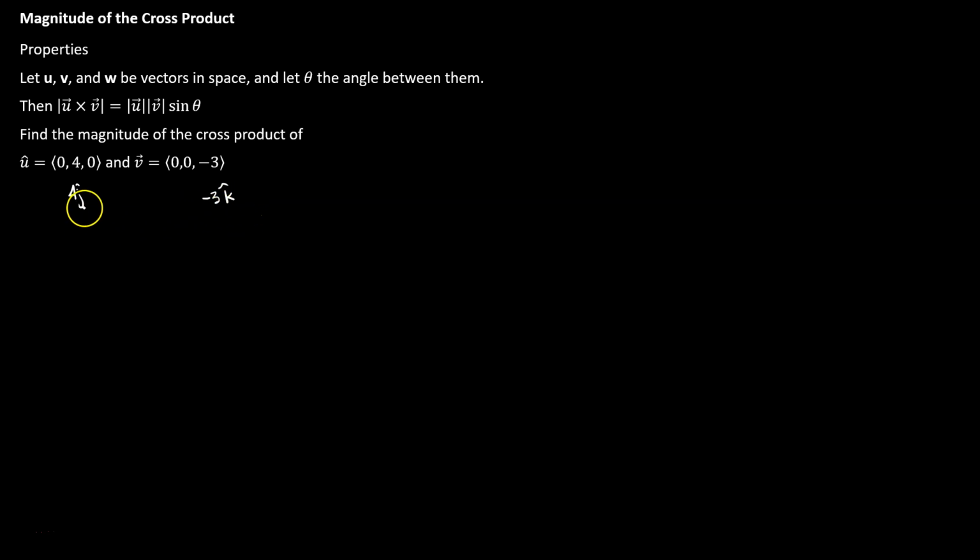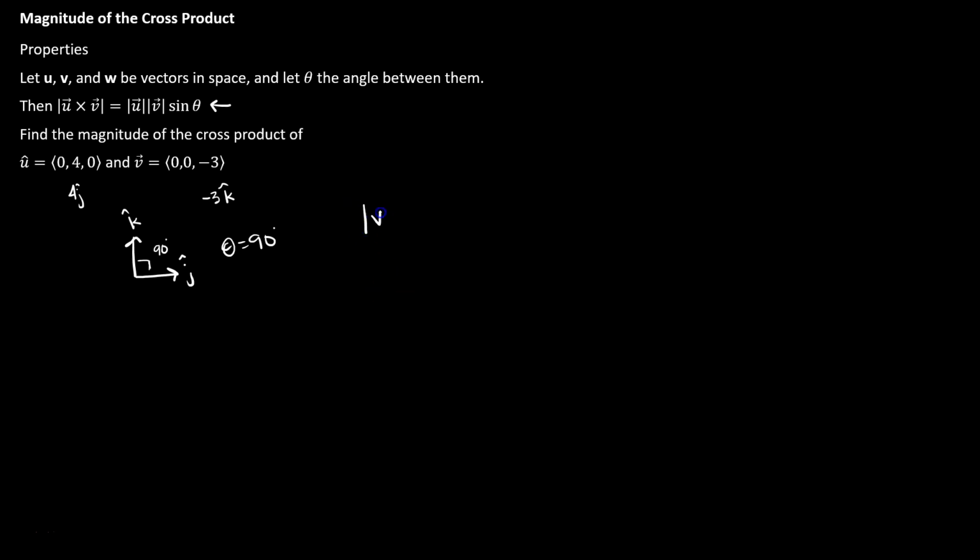So if we're looking at the j vector and the k vector, we know the angle between these. It's 90 degrees. So theta is 90 degrees. This is a perfect case for us to use this shortcut. We can find the magnitude of u, we can find the magnitude of v. Both of those calculations are quick, and finding the angle between these isn't that bad either.